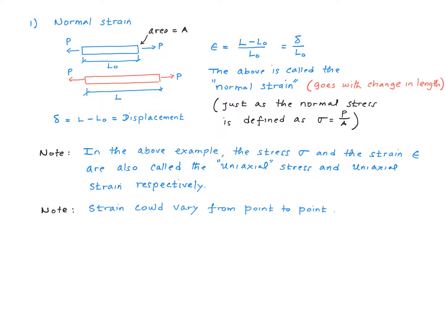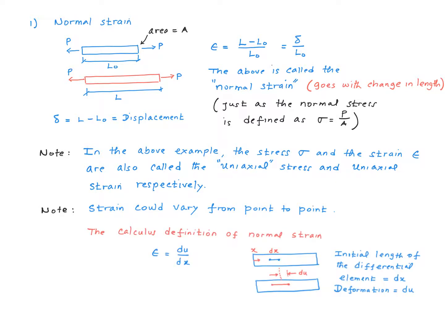A second note that I want to make here is that strain could vary from point to point. So what do I mean by that? Well, let's go back to this example right here, right? We just define one quantity called epsilon as delta over L0. So it's implied that the strain at every point along the rod is considered to be a constant, right? In general, that may not be true because maybe you have a loading that varies along the length of the rod, or maybe your cross-sectional area varies, or maybe your properties vary, right? So all of these will lead to a strain that varies from point to point.